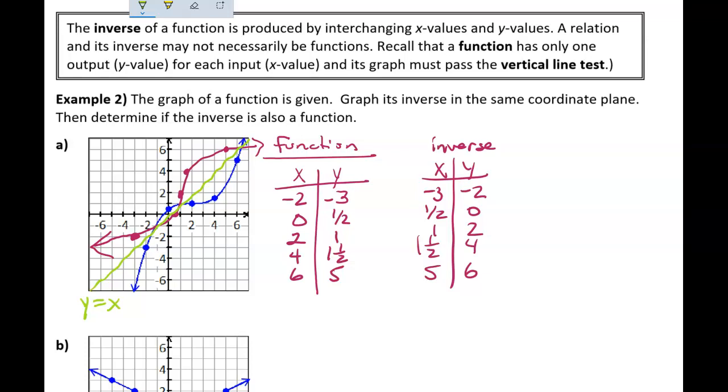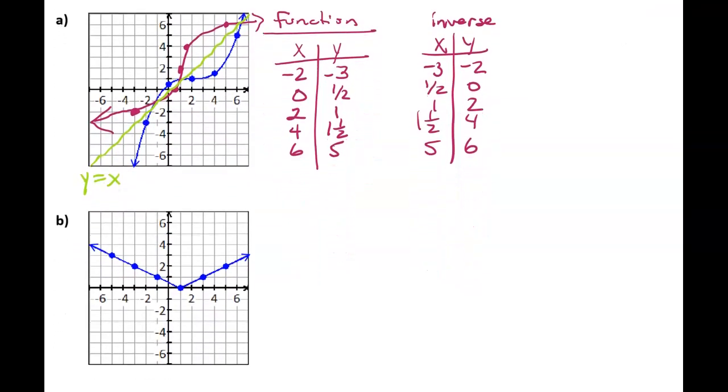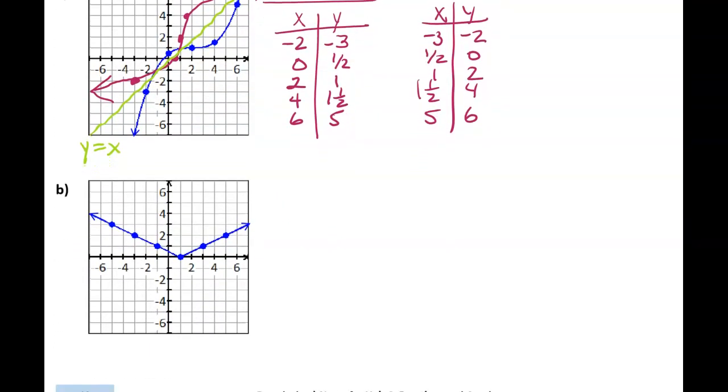So, is the red graph, the new graph that we drew, a function? And the answer is yes, because it would pass the vertical line test. If you pass a vertical line through that graph, it would intersect in no more than one point at a time. All right, let's do the same thing for this next one. Let's create a table of values for the function first.